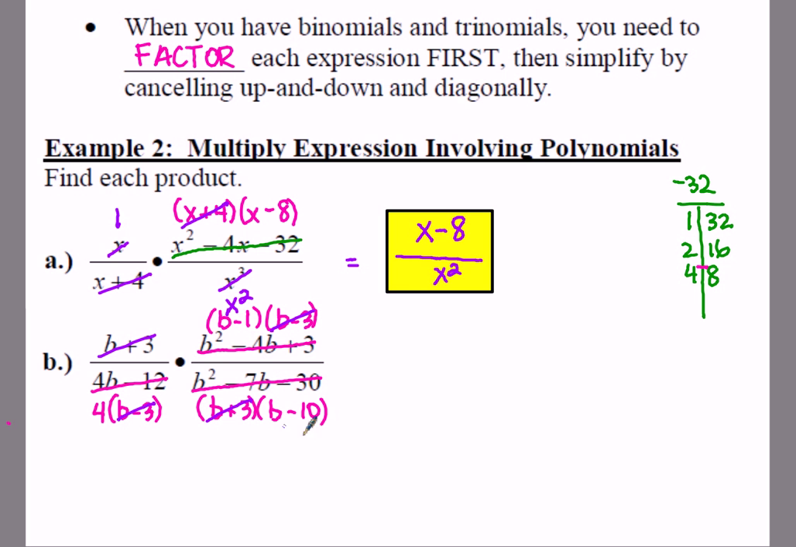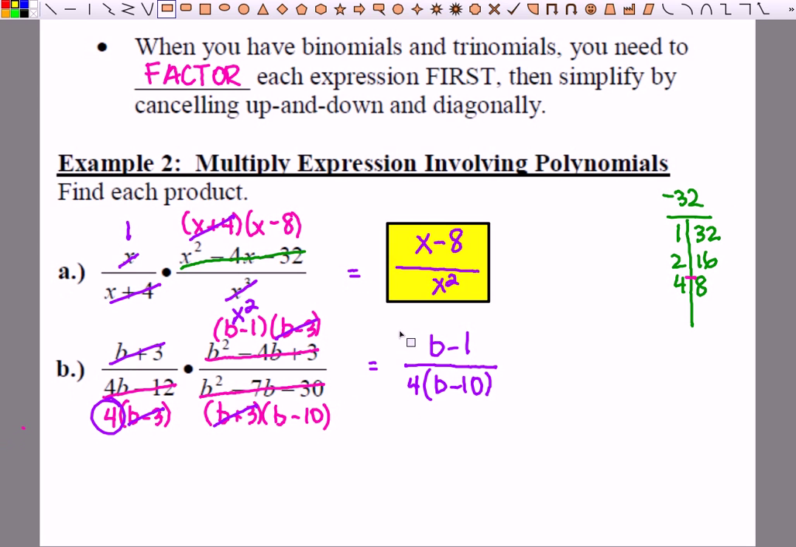B minus 1 and b minus 10 don't cancel, but don't forget about your 4 over here also. So your final solution ends up being b minus 1 all over 4 times b minus 10. So as long as you can factor and cancel common terms, you should be in great shape.